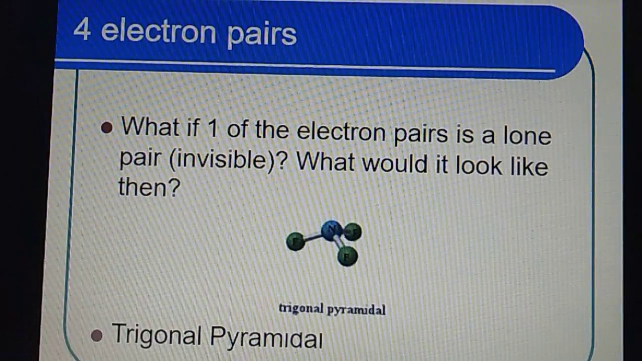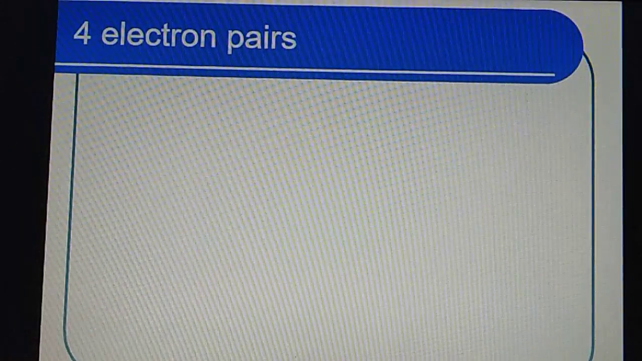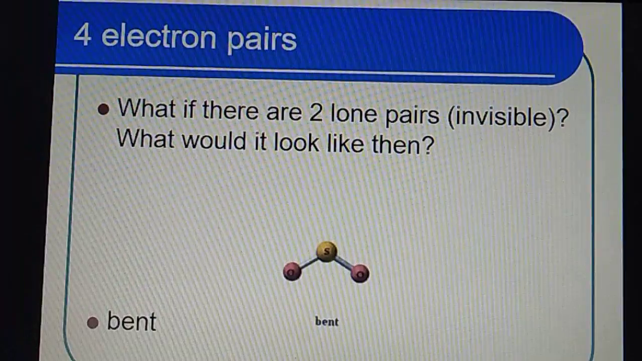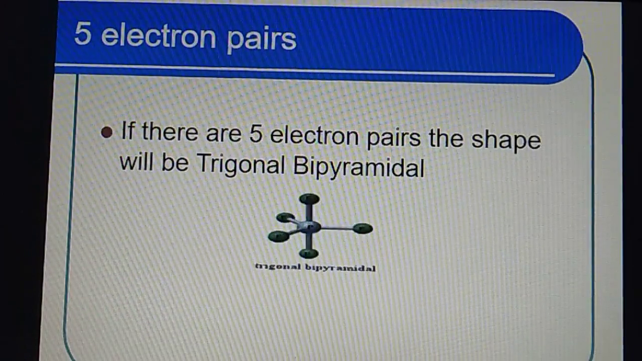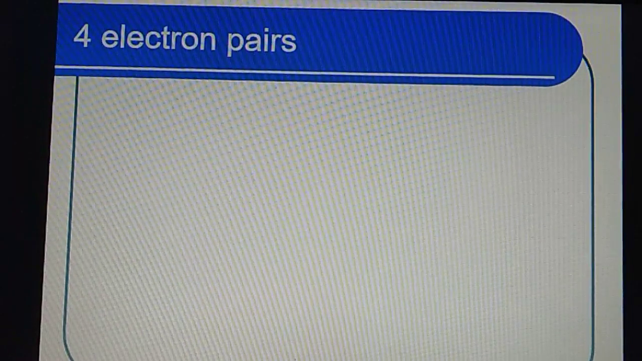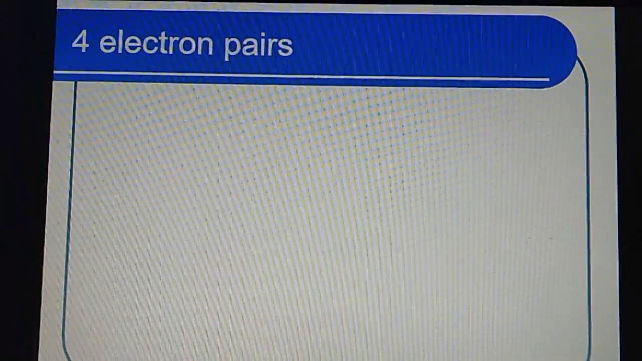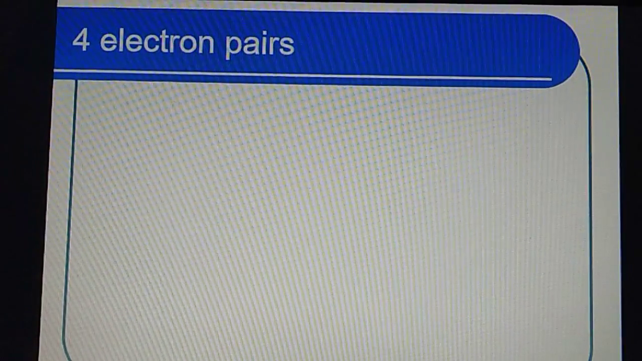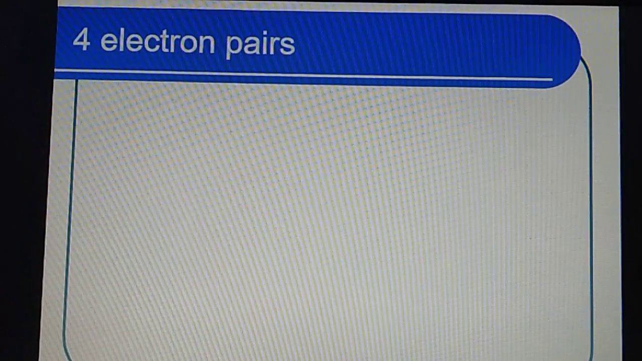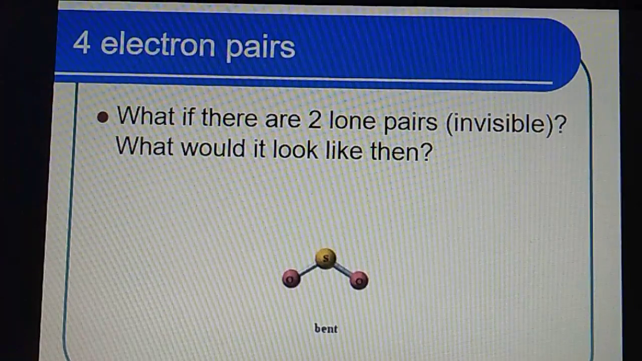And suppose there is a lone pair of electrons, student, what would be the shape? The shape will again be bent. You can check in the slide, student. Please wait for the slide for 4. So this is the 4 electron pair case.